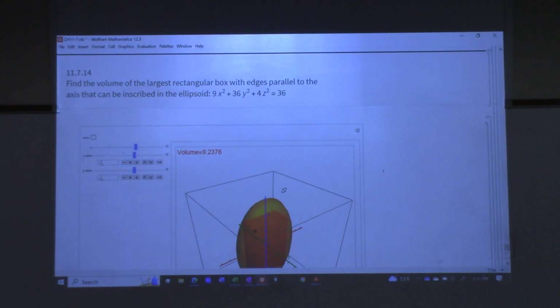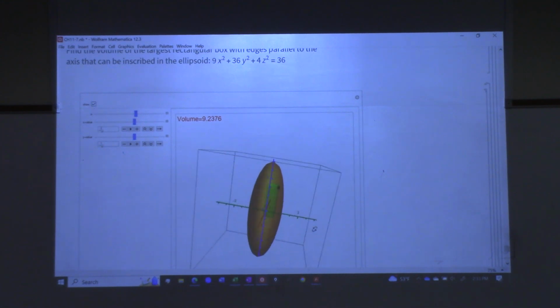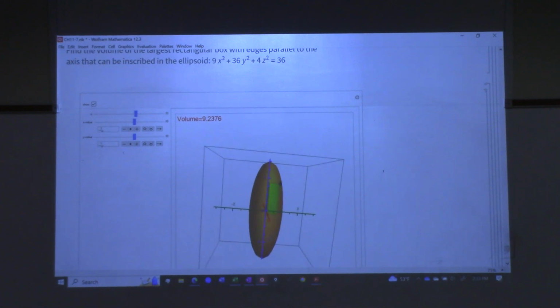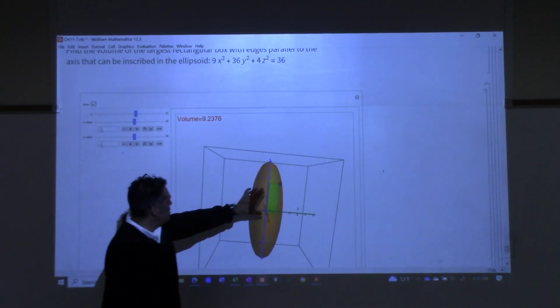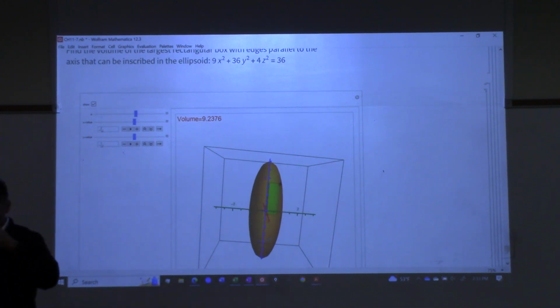We want to find the volume of the largest rectangular box with edges parallel to the axes that can be inscribed in the ellipsoid. So we're trying to draw a rectangular box inside of an ellipsoid, and we want that box to have the maximum volume possible. The way we broke it down was, instead of looking at the whole box, we looked at just one little box in one octant. If we can find the maximum volume of this box in the first octant, we can just multiply that answer times 8, and that would give us the whole thing.